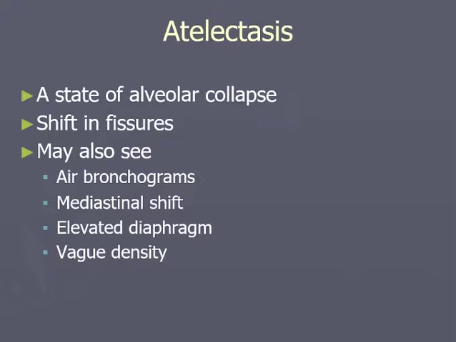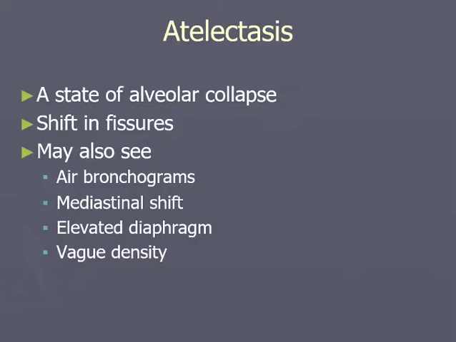it will shift the different lobes of the lung. So we could see a mediastinal shift, we could see an elevated diaphragm, we could see a vague density. We could also see the air bronchograms. We could see the more solid tubes that bring the air to the lungs. They may be more prominent. I always tell people you should think of atelectasis as with your lungs being a sponge.